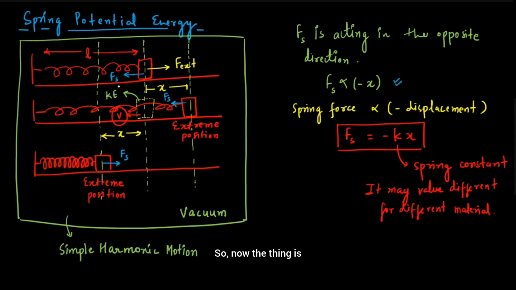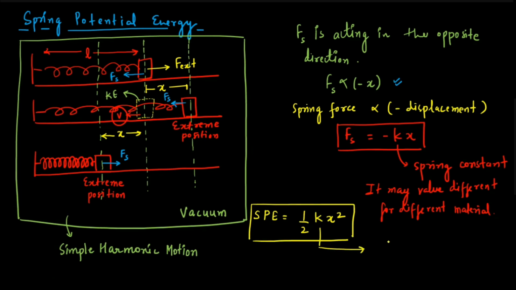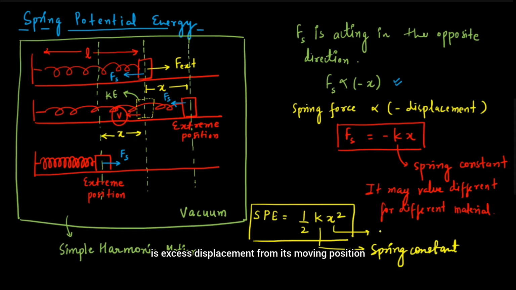So now the question is how much potential energy this spring will possess. That potential energy is known as spring potential energy, and it is equal to half k x square, where k is the spring constant and x is the displacement from its mean position. So that is the only thing you need to keep in mind.